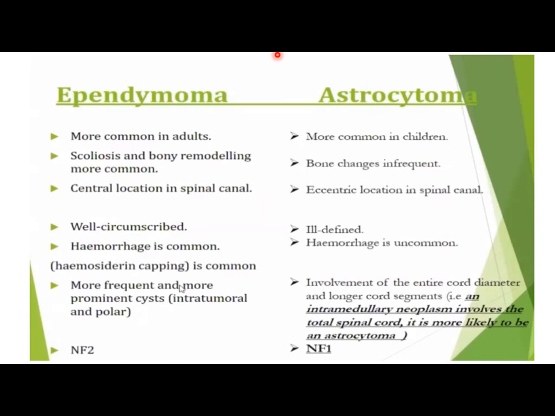Ependymoma is well circumscribed, while astrocytoma is ill-defined. Whenever we see a diffuse infiltrative mass within the spinal cord, we first think astrocytoma. Hemorrhage and cyst are common in ependymoma, while they are less common in astrocytoma. Ependymoma is associated with neurofibromatosis type 2, while astrocytoma is associated with neurofibromatosis type 1.